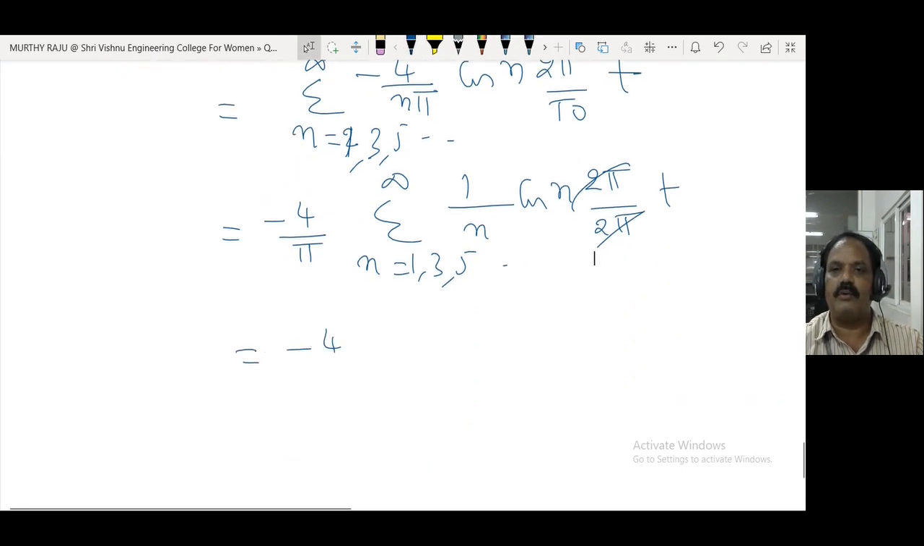That is equal to minus 4 by pi sigma n is equal to 1 to infinity 1 by n cos n t.